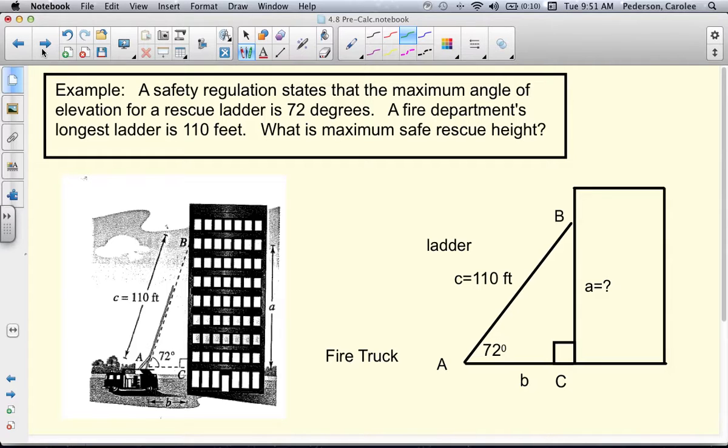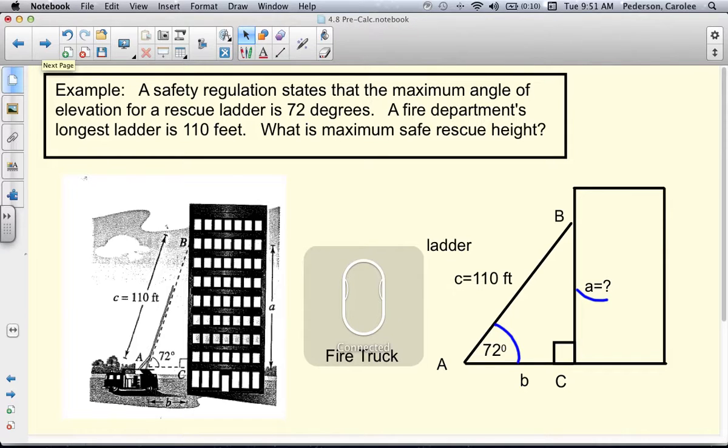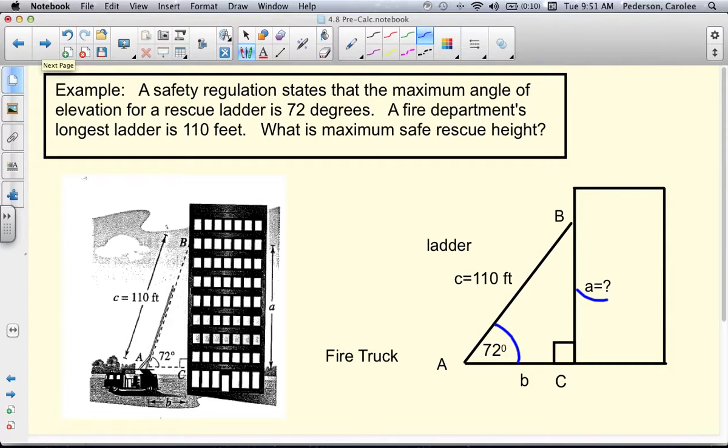So we're going to use right triangle trig again. Here is our angle, 72 degrees. And this is our unknown, side A. And then side C. Which trig function will we choose? Sine. Okay, let's check. This is side opposite, and this is side hypotenuse.